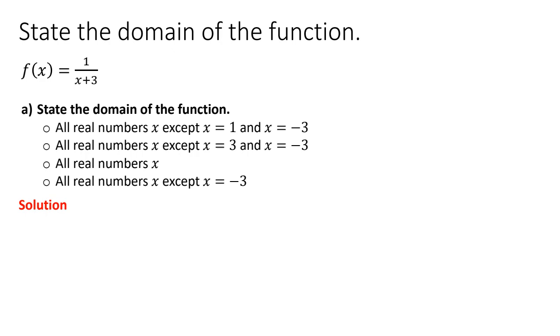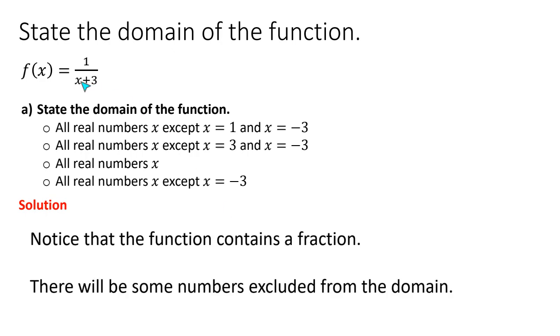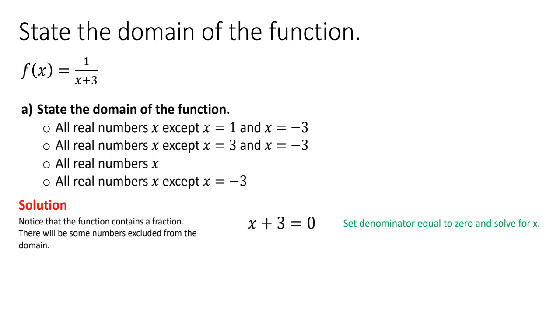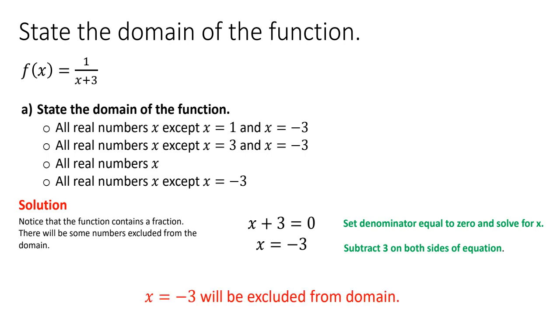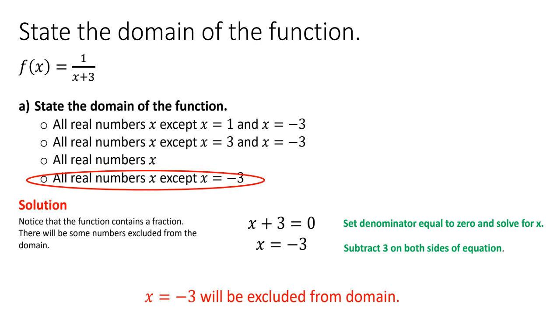In order to do that, we could probably just look at what numbers would cause us to have 0 in the denominator. But if you're not sure, then you can set the denominator equal to 0 and solve for x. So if we solve for x, we get x is equal to -3. What that means is that -3 cannot be part of the domain, so we're going to exclude it. The domain is going to be all real numbers except for -3. In WebAssign, it's a multiple choice problem, so we would circle that last choice.